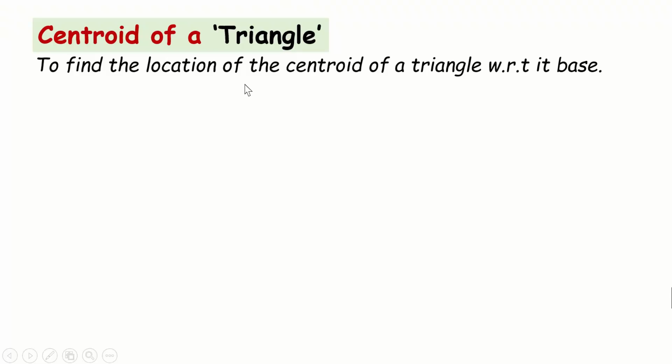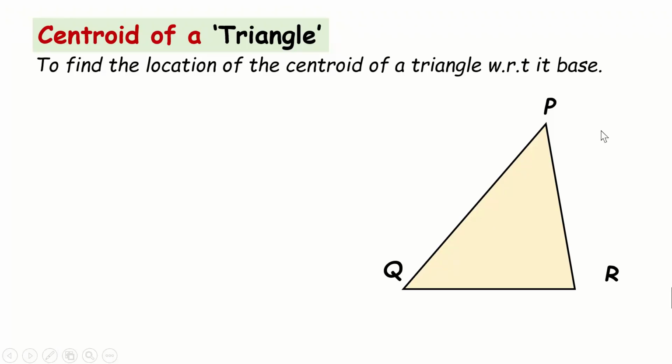Here I am going to find the centroid of a triangle. We have to find the location of the centroid of a triangle with respect to its base. Let me show you the figure, friends. I have a triangle PQR over here, and with respect to the base of this particular triangle, we are interested in finding the location of the centroid. Before that, let me tell you that the height of the triangle is h. From here to the base, the height is h, and the length of the base is b.